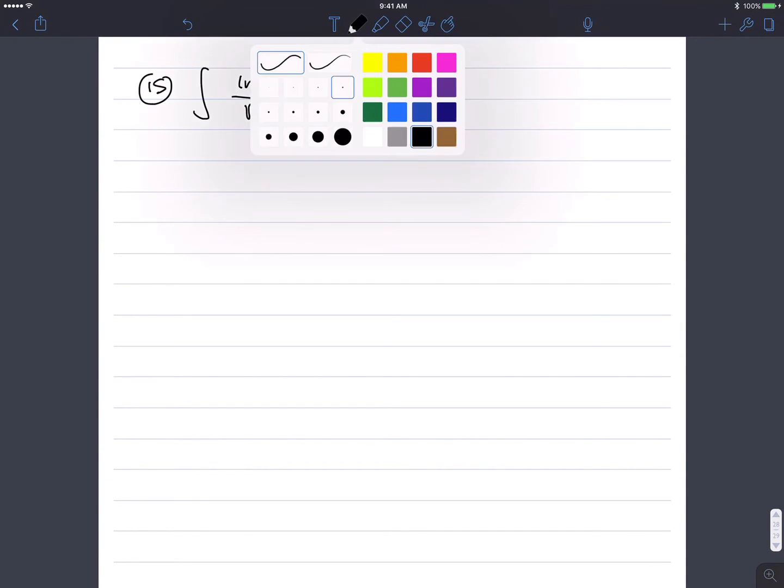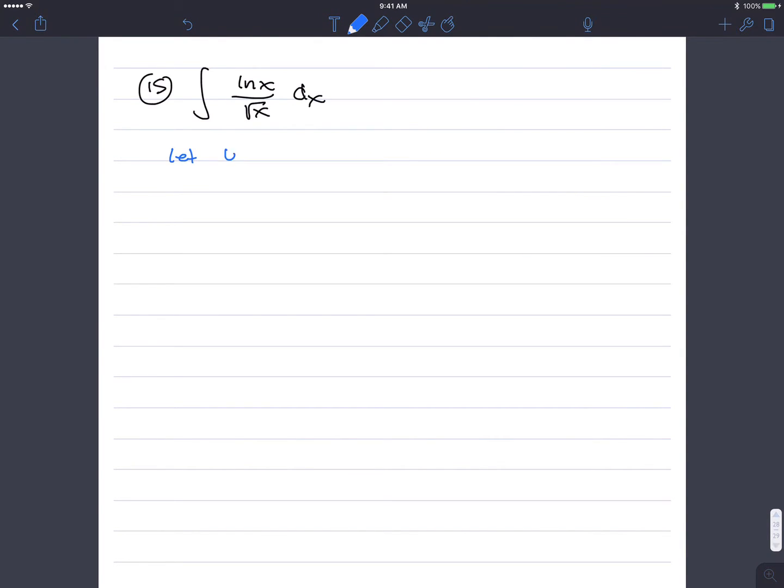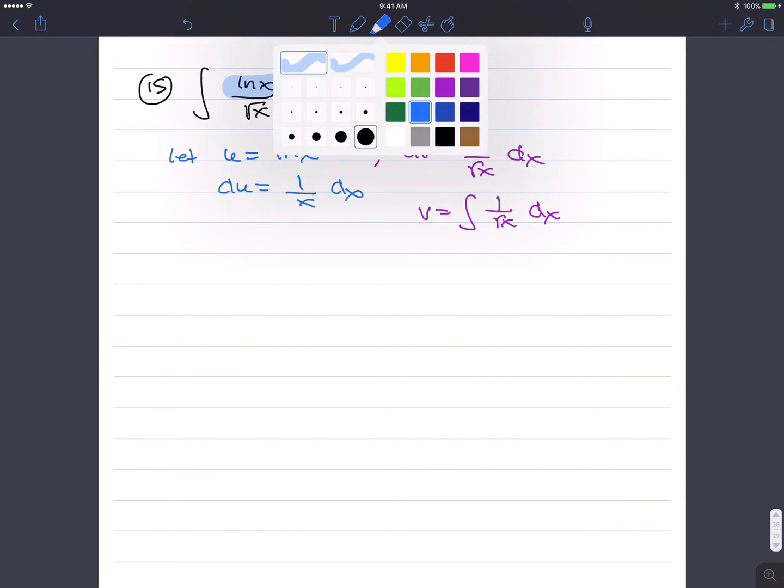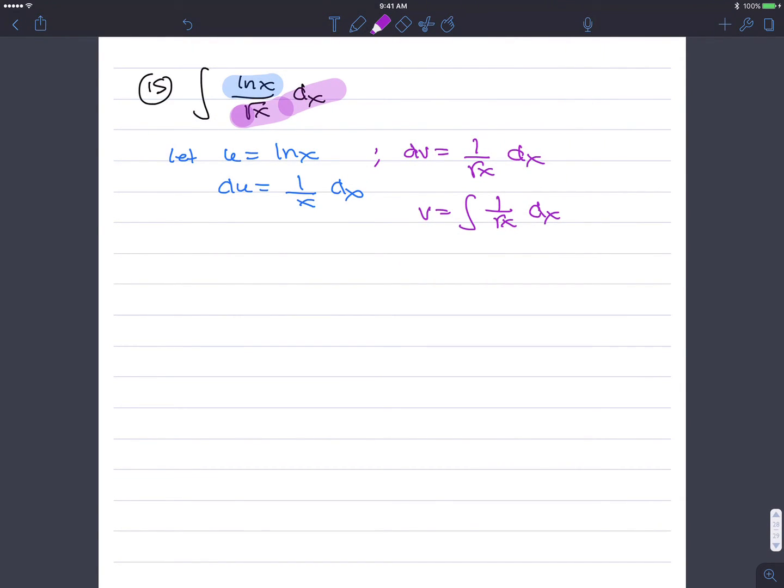Number 15. The integral of natural log x over the square root of x dx. Now we're going to let u be the natural log x, which means that du is 1 over x dx, or dv will be 1 over the square root of x dx. So that v will be the antiderivative of 1 over the square root of x. So notice this is what we did. Here's my u in blue. The rest is simply dv.